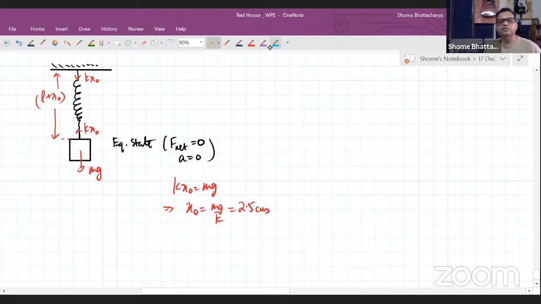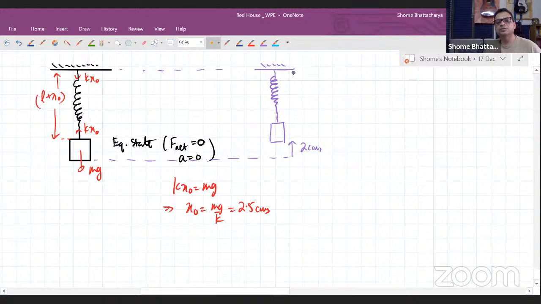But now my system is not starting from here. अभी मैं क्या कर रहा हूँ? यहाँ से I'm lifting the block up by 2 centimeters. ना? So I'm taking the block to this position, which in comparison to this is lifted up by 2 centimeters. So when it is lifted up by 2 centimeters, let's say at that point of time, my extension of the spring is x1. So how much is x1? It is 0.5 centimeters. And I'm releasing the block from rest. So this is the situation.